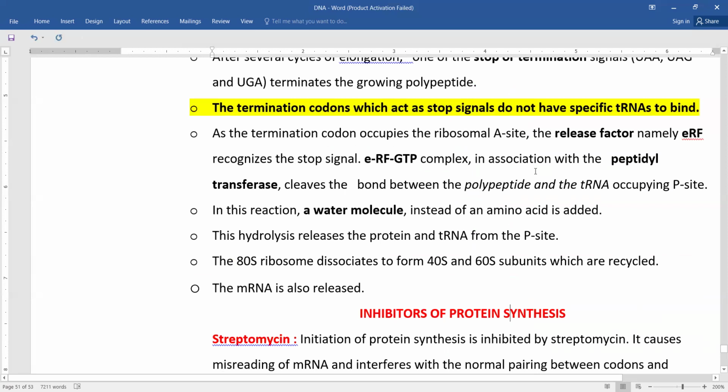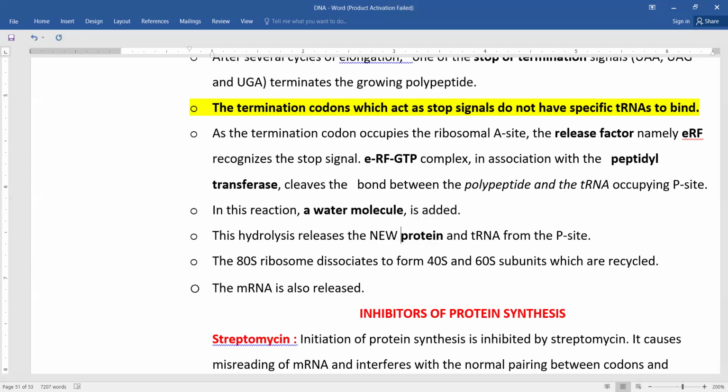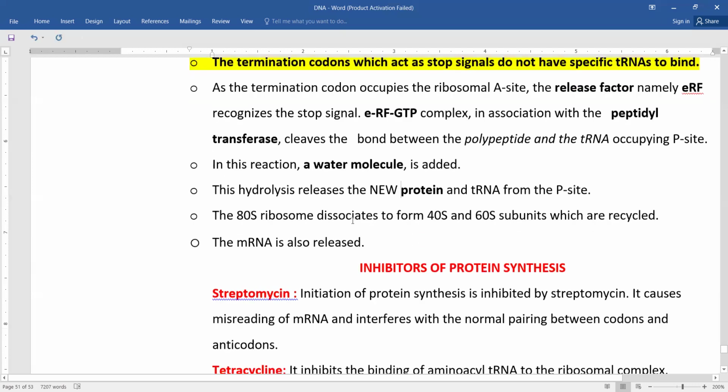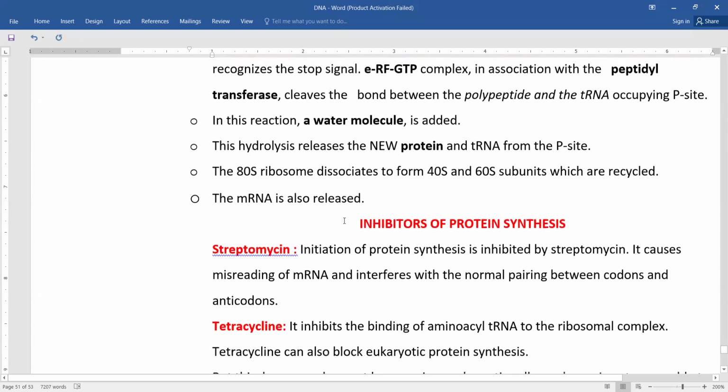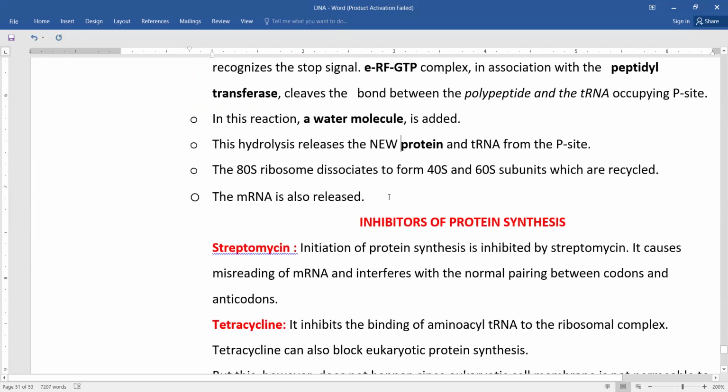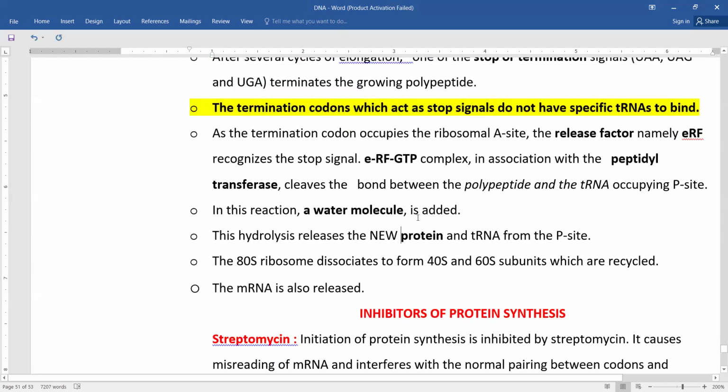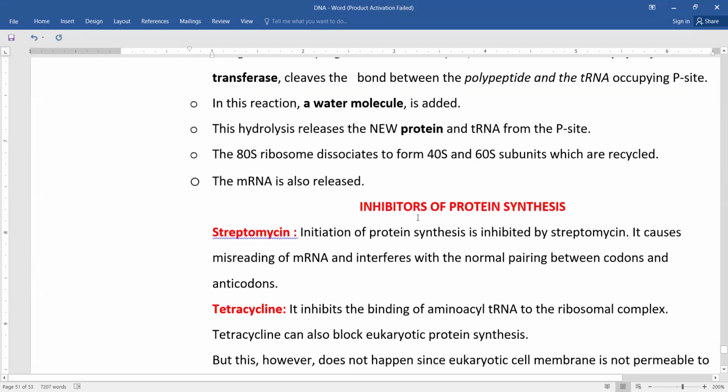In this reaction, a water molecule is added instead of an amino acid. This hydrolysis releases the new protein and the tRNA from the P site. Everything dissociates from the P site. The 80S ribosome dissociates into 40S and 60S. The mRNA is also released. This is how protein synthesis, or translation, is completed.